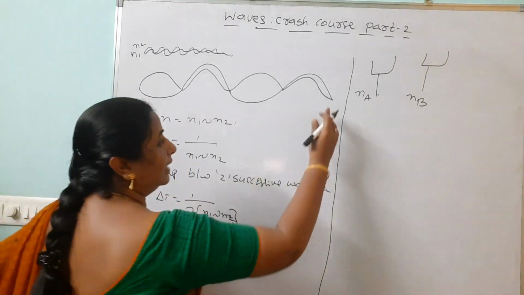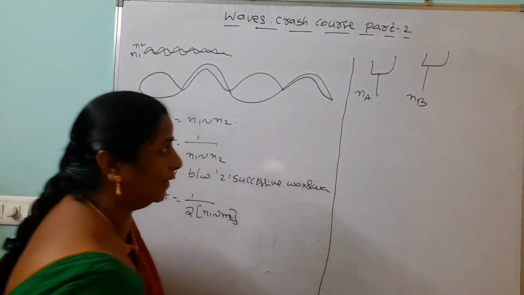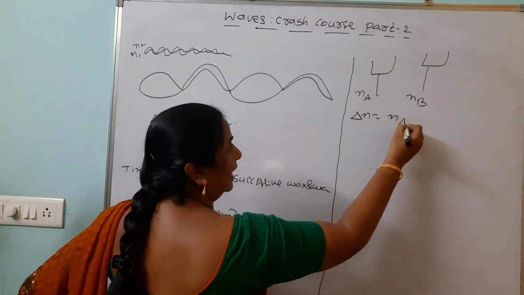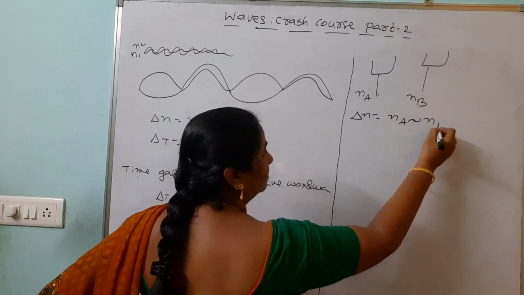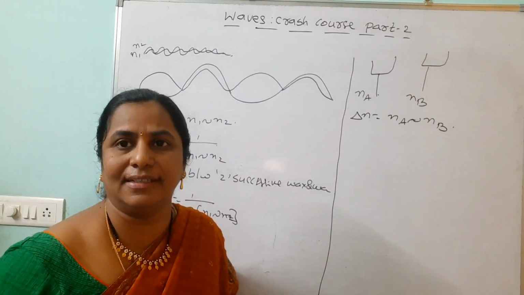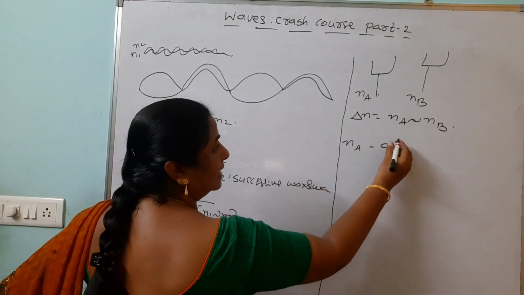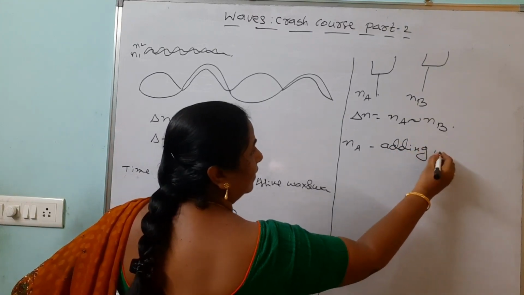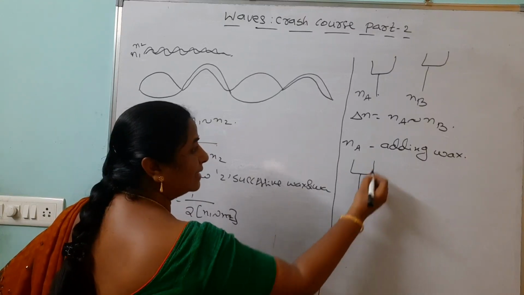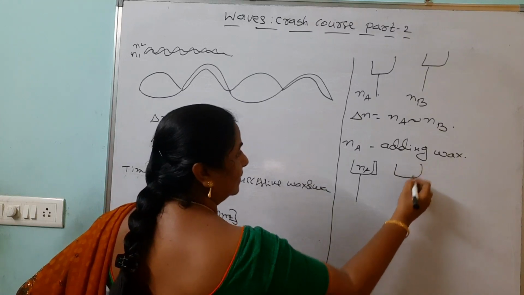Look here. We are taking two tuning forks. The first one is NA and the second one is NB. Then how do we find the beat frequency? Simply you can write NA difference NB. But the problem is, here we are taking different cases. Look here. To NA, we are adding some wax like this. Then what happens? Generally the frequency of NA decreases.